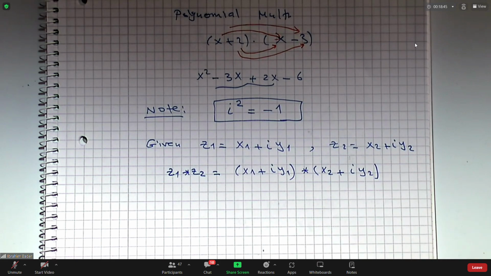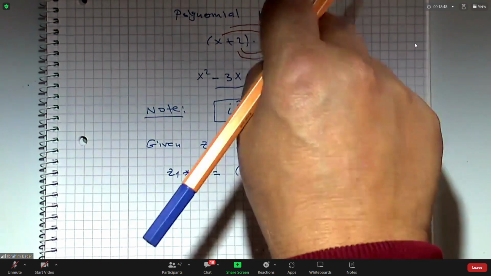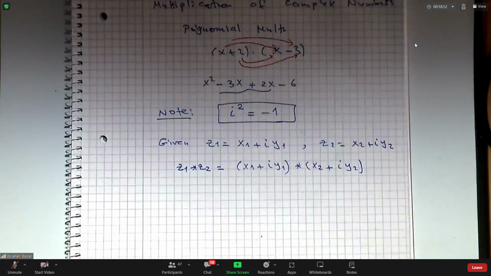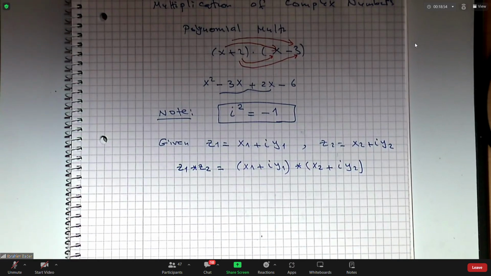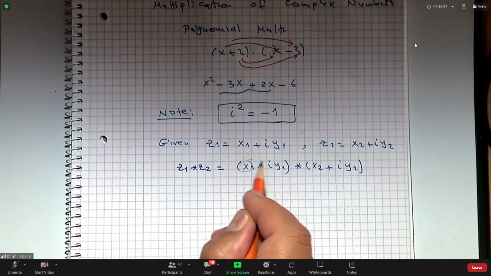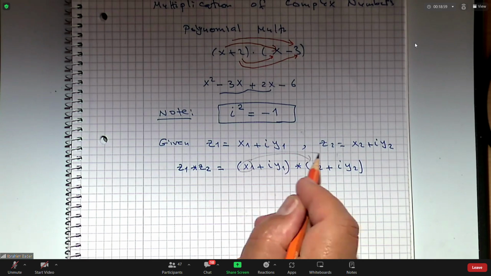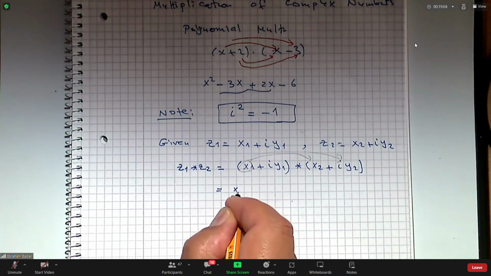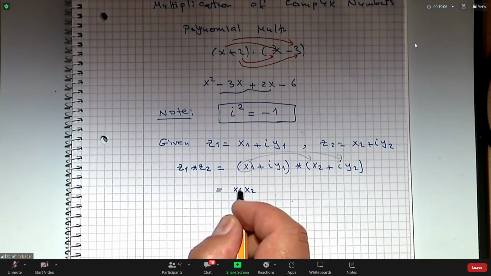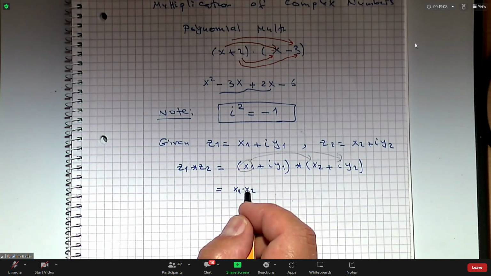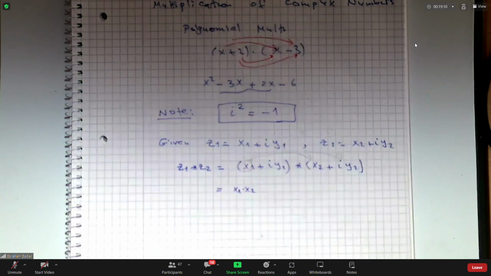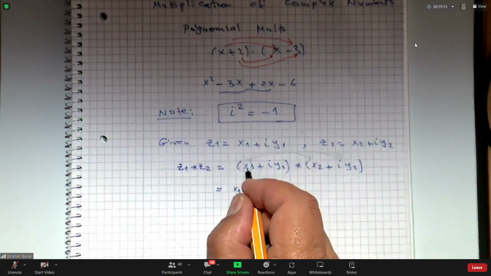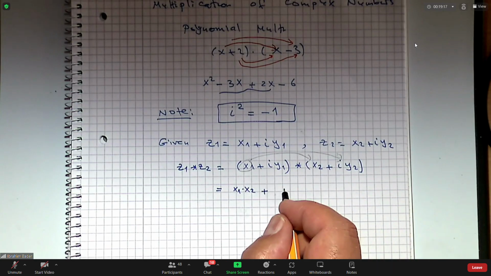Okay? What we're going to do, we are going to multiply them as we did up there for the polynomial multiplication. So x1 will be multiplied with x2 and with i y2. So what we get here is x1 x2. Notice here that I will put a dot here. This is real number multiplication, right? Because both are real numbers, plus x1 y2.